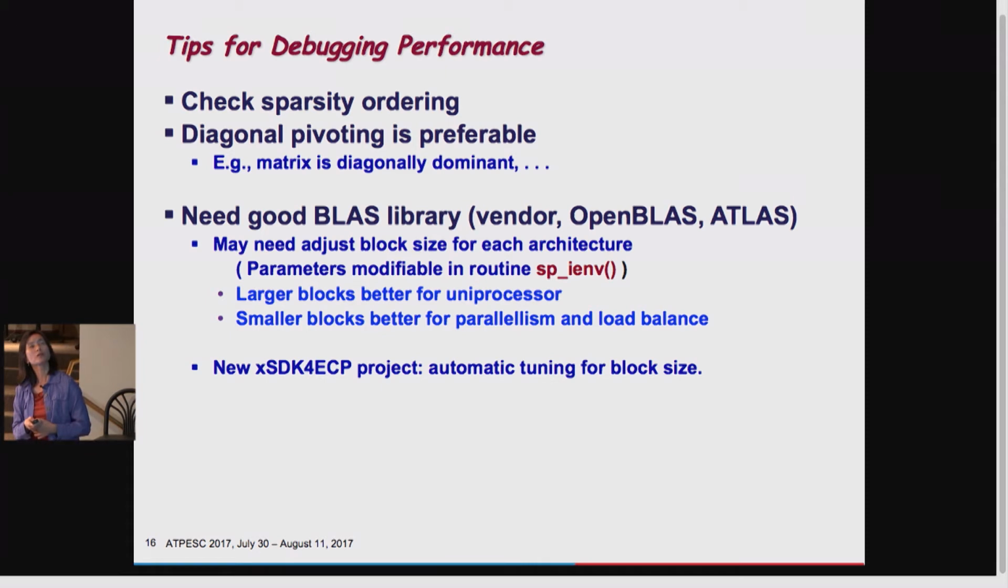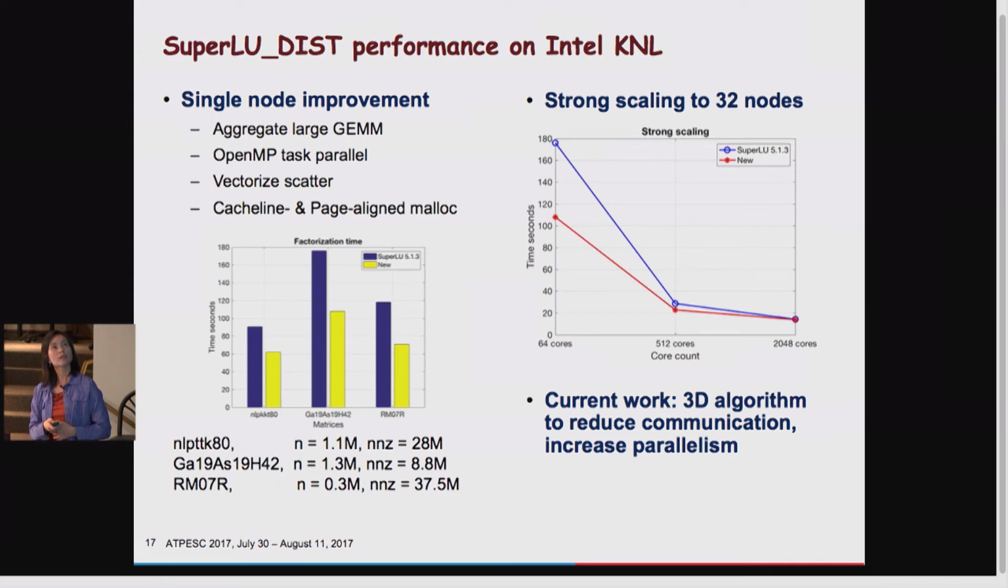And the performance tip is BLAS, as I mentioned, and then there's an environmental routine with several block sizes you can tune. One of the xSDK for ECP project goals is to have automatic tuning for this block size. Recently, we have done performance optimization on the Knights Landing machine. For a single node, we do a lot of vectorization, including vectorizing the scatter operation for indirect addressing. So for different matrices, we get up to like 70% better.